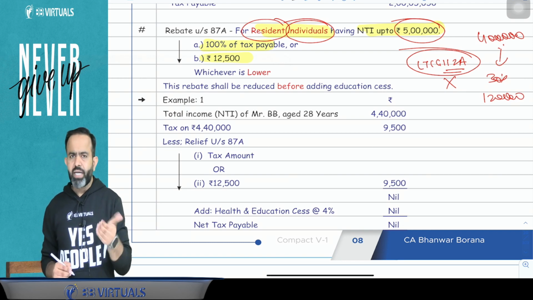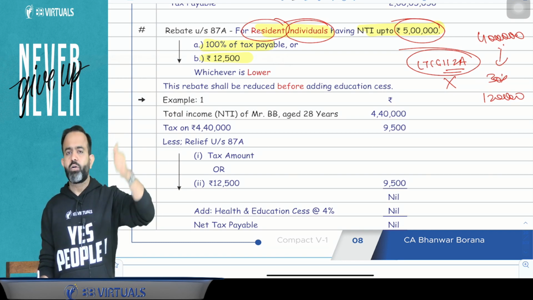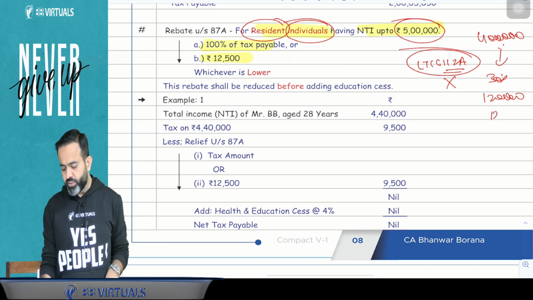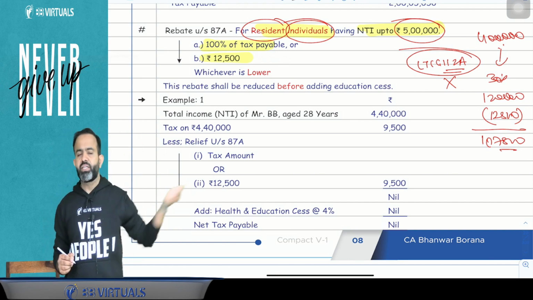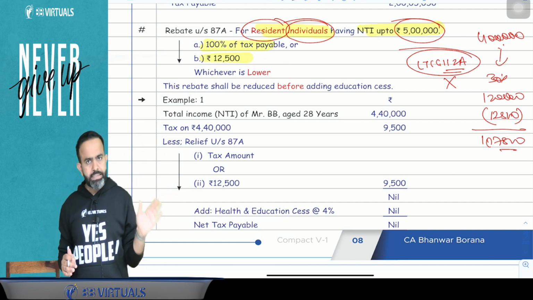Can you claim the rebate? Answer is yes. Here the rebate will be 1,20,000 as tax or 12,500, whichever is lower. So here 12,500 will be the rebate, and the remaining 1,07,500 will be the remaining tax, and after that you will add the health and education cess. You got my point or not?